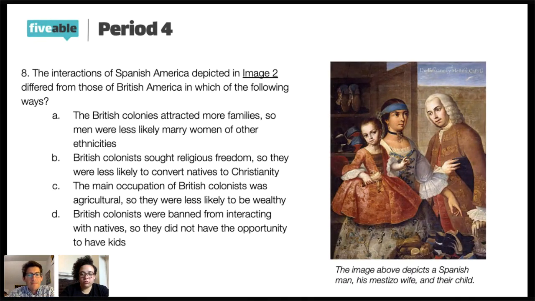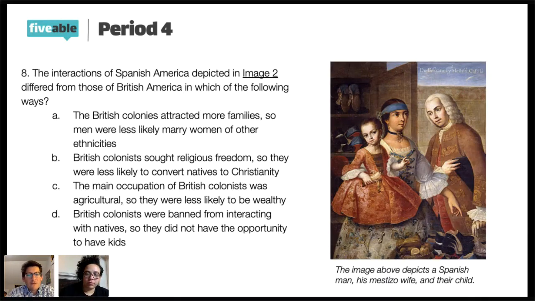So looking through them, A, the British colonies attracted more families, so men were less likely to marry women of other ethnicities. So I'm going to keep that. That stays around. We do not see as much intermarriage in the British colonies, perhaps because it attracted more families. So even if I'm not sure yet, I'm going to keep reading.